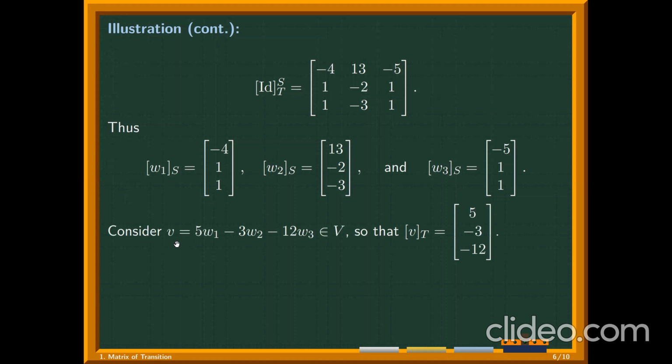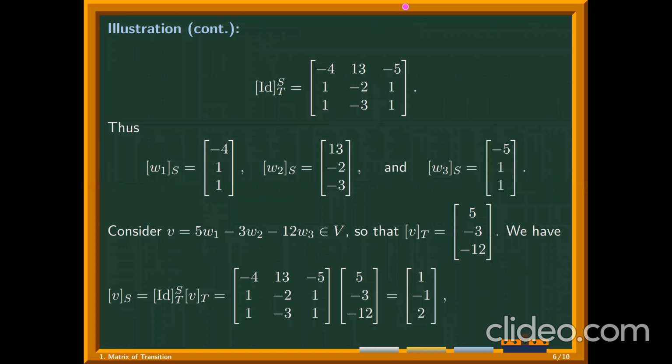And so if we have a vector V, say equal to 5W1 minus 3W2 minus 12W3, meaning a vector with coordinate vector with respect to T given by 5, negative 3, negative 12, then we can obtain the coordinate vector of V with respect to S by multiplying the coordinate vector of V with respect to T by the transition matrix from T to S. You can check that the coordinates are given by 1, negative 1, 2.